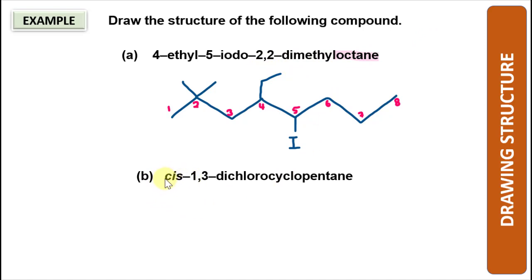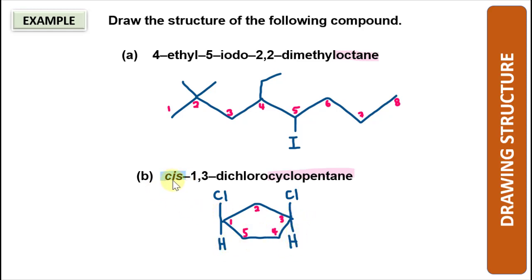For the second one, since we have a cis isomer, the parent here is the cyclopentane. So we are going to start off with the cyclopentane. So draw it planar, right? It has 5 carbons, so the shape is a pentagon. Since chloro is attached on carbon number 1 and carbon number 3, this is a cis isomer. So let's put here Cl, Cl, and another one here we have a hydrogen, right?